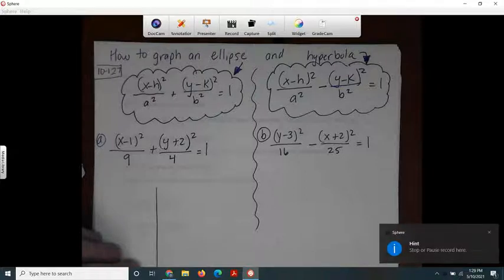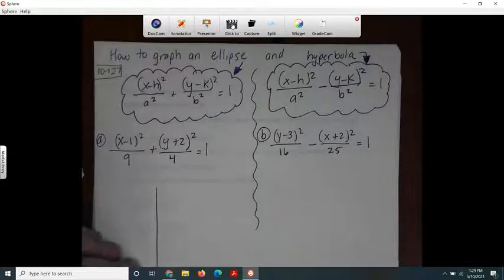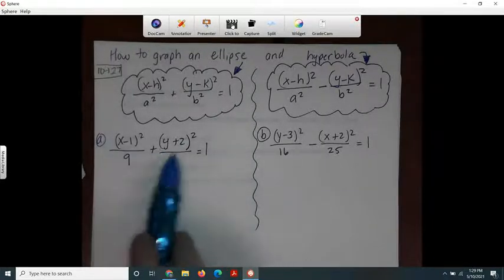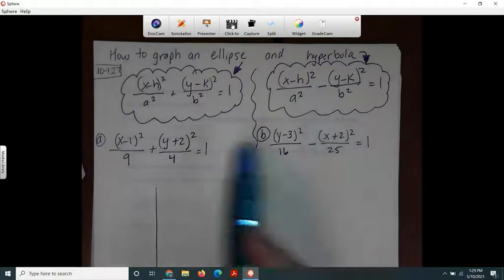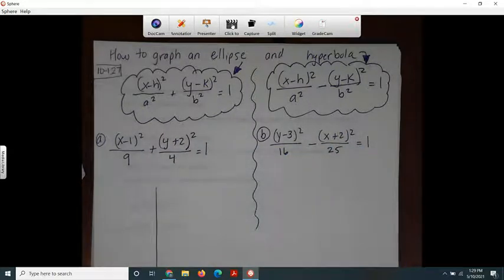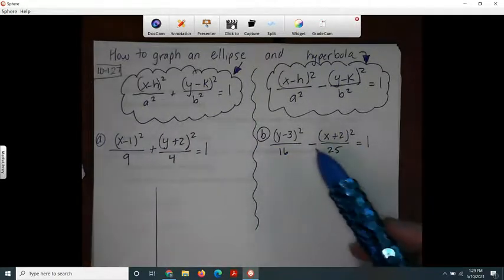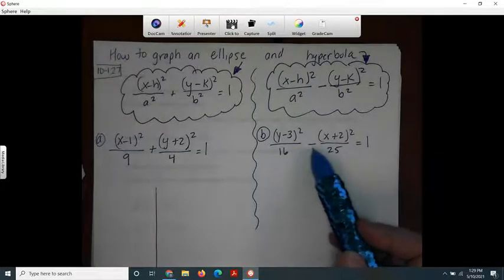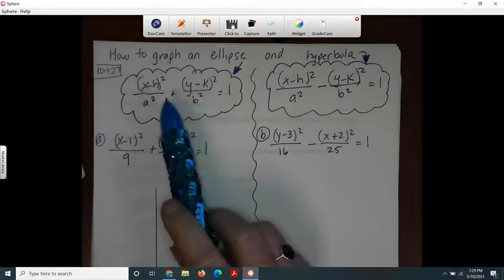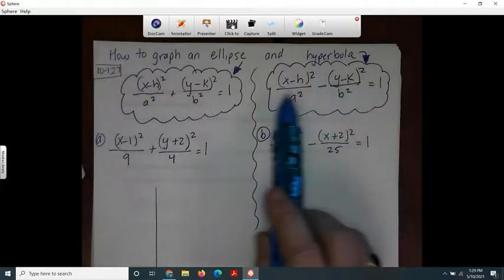I'm just going to show you how to graph an ellipse and how to graph a hyperbola. The problem shows you these two equations and asks which one is the hyperbola and how can you tell. Well, I can tell that the one with the minus sign is the hyperbola. Otherwise, see these equations? They're exactly the same. It's just that the one with the minus sign is a hyperbola. And so here's how you graph them.